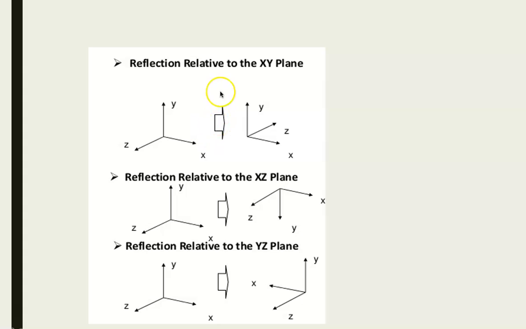Now reflection relative to the xy plane. If we reflect a point on the xy plane, the z coordinate sign changes. If we reflect relative to the xz plane, the y coordinate sign changes. And if we reflect relative to the yz plane, the x coordinate sign changes.